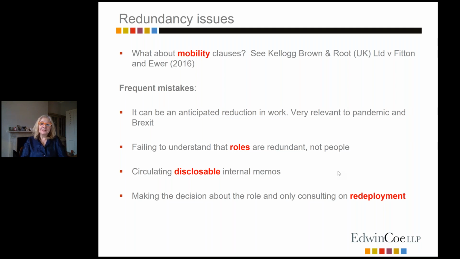And that, I think, leads me neatly into the next bullet point, which is circulating disclosable internal memos. So the CEO's memo saying we need to make Fred redundant, that is a disclosable document. It's not covered by any legal professional privilege. And if Fred challenges his redundancy and you end up in employment tribunal proceedings, then that email will be a disclosable document. Indeed, Fred may make a data subject access request.